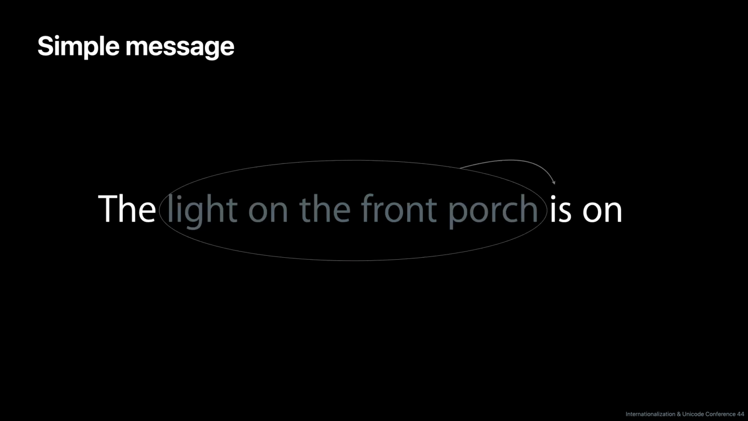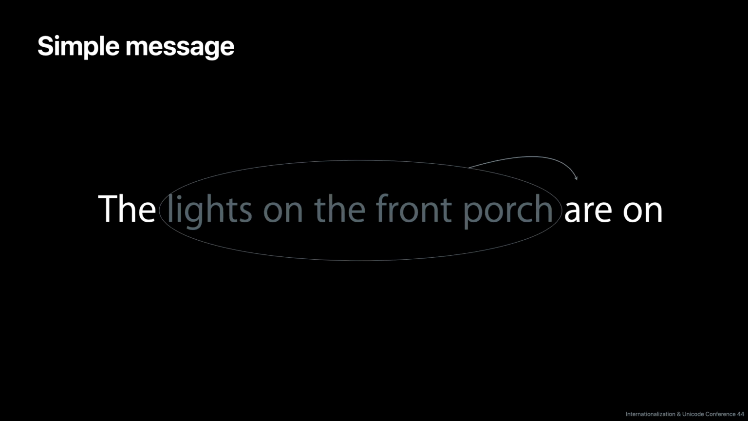What if we change it from light or lights to the light on the front porch is on? Okay, so we're not just checking if the final word is singular or plural. Now it's the word right before the preposition. So in this case, we want to say the light on the front porch is on and the lights on the front porch are on. We've given some examples in English and how there are some grammatical agreement issues for English.